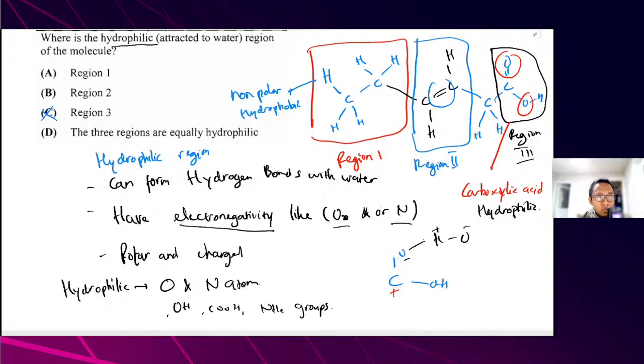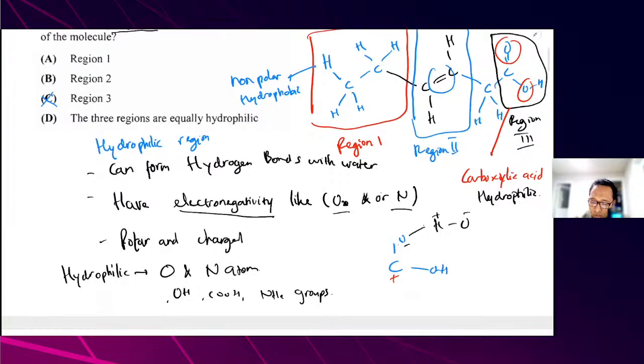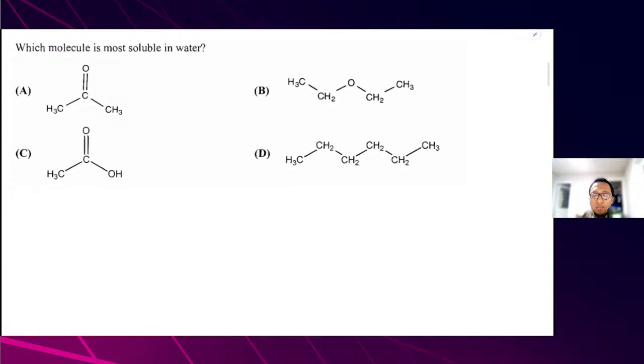Okay, the next question is asking: which molecule is most soluble in water? Which one is the most soluble in water? How to answer this question is pretty easy.